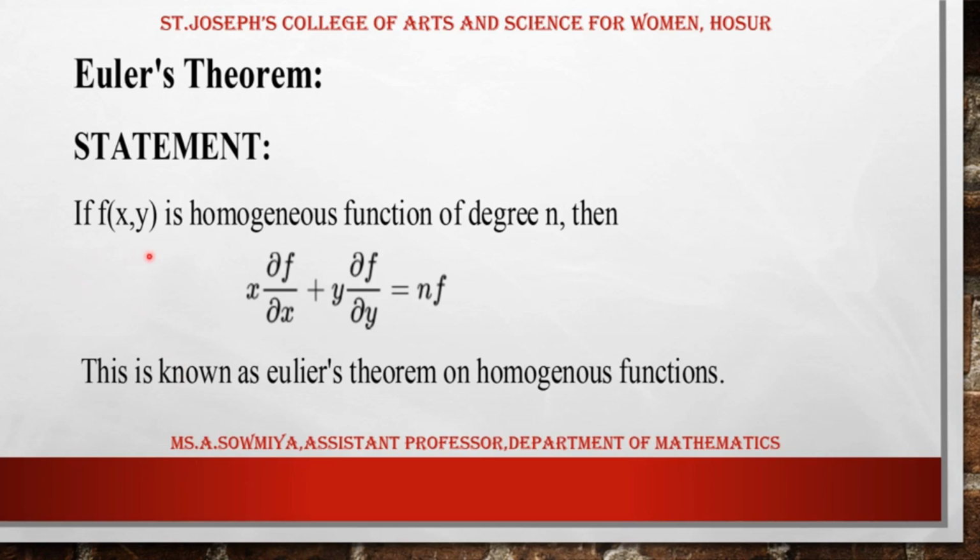If f of x, y is a homogeneous function of degree n, then x into dou f by dou x plus y into dou f by dou y equals n into f. This is known as Euler's theorem on homogeneous functions. If the function f of x, y is homogeneous, then we should prove x into dou f by dou x plus y into dou f by dou y equals nf for this Euler's theorem. Let's see the proof for this statement.